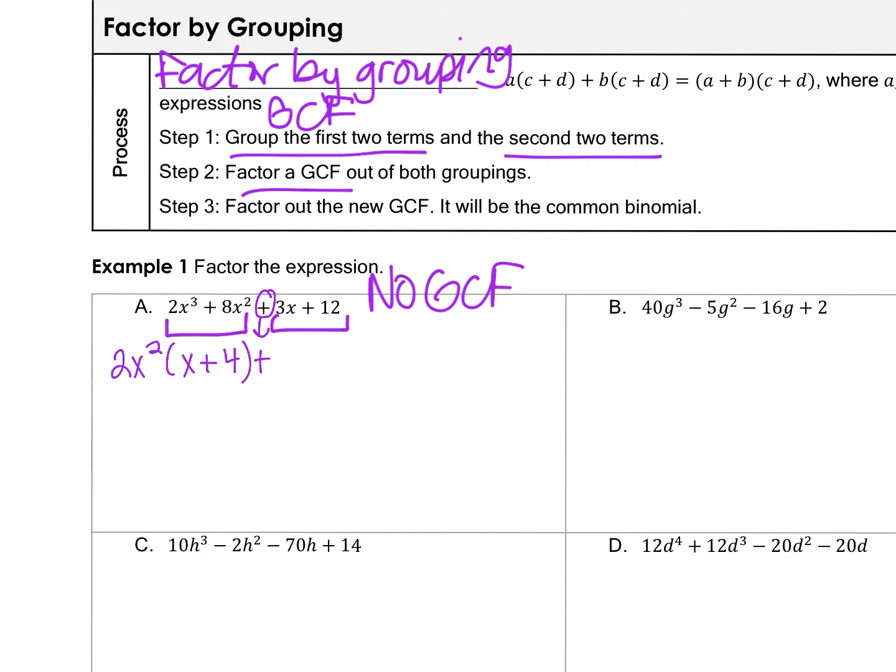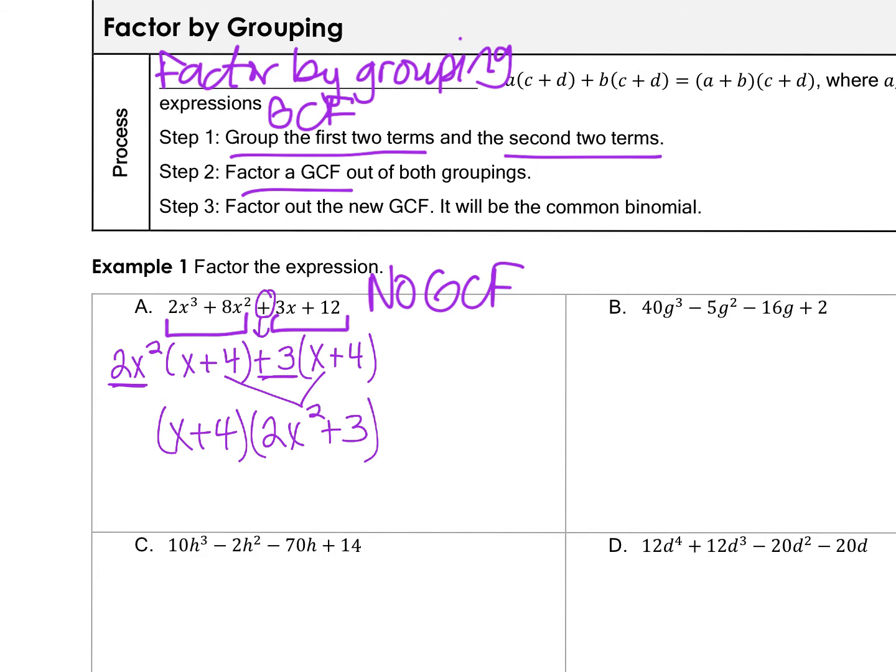And now I'm going to factor out the greatest common factor of the last 2 terms. Notice the GCF would be 3, and then that would leave me with x plus 4. Okay, so listen carefully. Anytime you're factoring by grouping, once you have taken out the GCF of the first 2 and the GCF of the second 2, these 2 binomials should match. So now they have the x plus 4 in common, so you're going to write that one time, and then you're going to group these 2 together, which would be a 2x squared plus 3. And it doesn't really matter which one you write first.